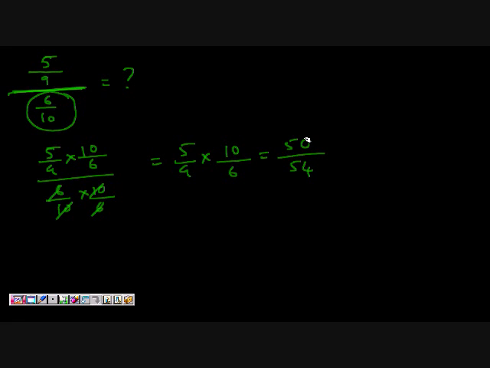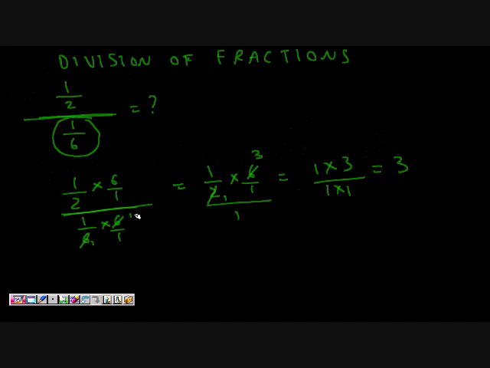Now this can be reduced because 50 and 54 are multiples of 2. So 2 goes into 50 25 times and 2 goes into 54 27 times. So this is 25 by 27. Okay. So as you notice, when you're dividing fractions, we just multiply the numerator with the reciprocal of the denominator.